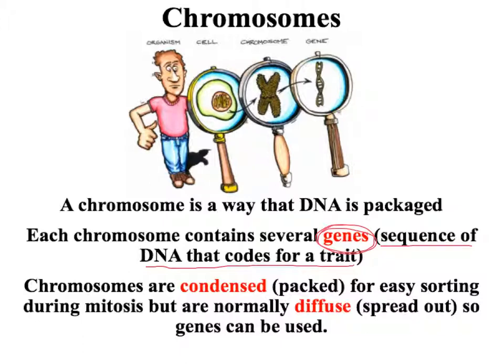Now, the way that chromosomes tie into mitosis is that chromosomes are condensed or packed up during the phase of mitosis called prophase, so they can be easily moved and sorted during the rest of mitosis: metaphase, anaphase, and telophase. But when they're doing their normal job, like in the cell cycle game during interphase, the chromosomes spread out and relax, and in that phase they're called diffuse. They do that so that all of those genes in there can be accessed and used.